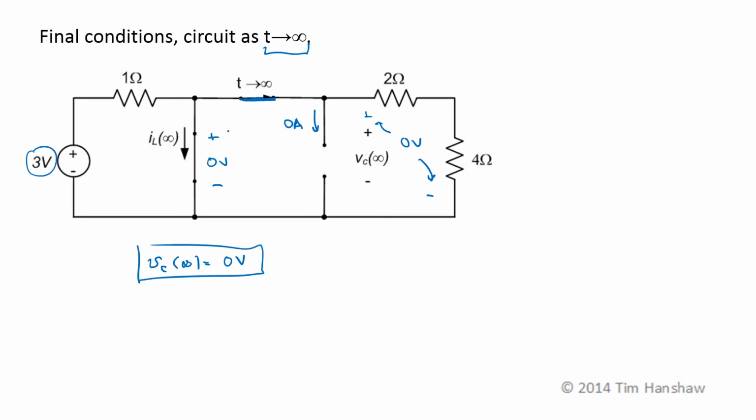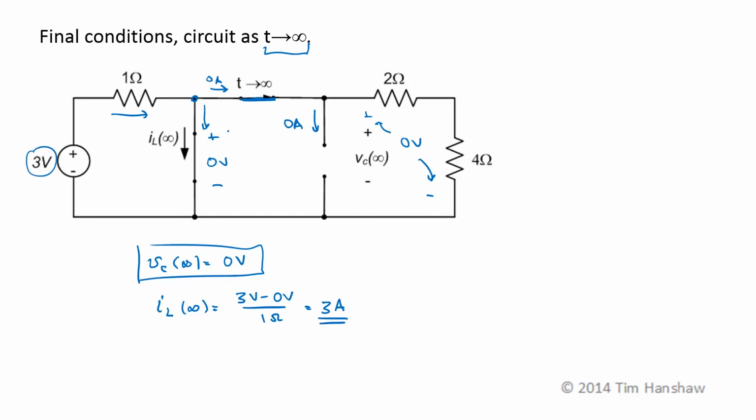And since there's no voltage difference here, then this current is going to be I sub L of infinity. So this is 0 amps going that direction because there's no voltage difference. So I sub L at infinity is 3 volts minus 0 volts again over 1 ohm, which is 3 amps.